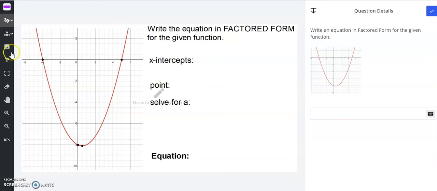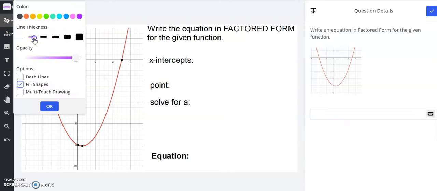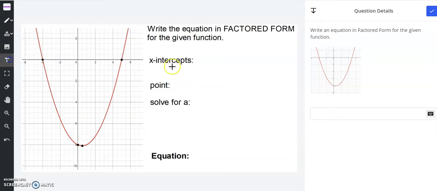So our x-intercepts in this question look like negative 4 and positive 5. Sorry, I typed in negative, but I didn't say it right. Okay, a point, and this is if we can get the y-intercept, and we can. It looks like it's down here at negative 8. So our point is 0, negative 8.